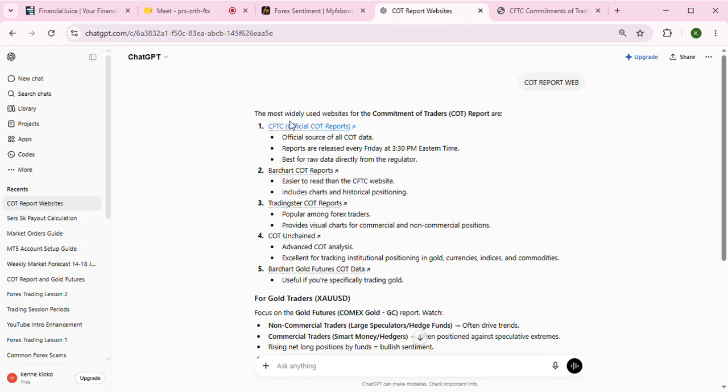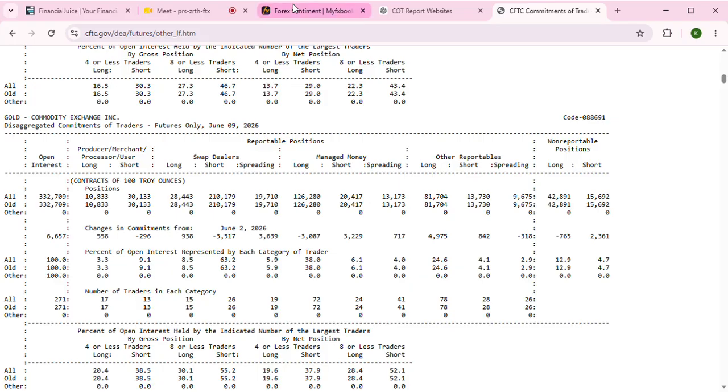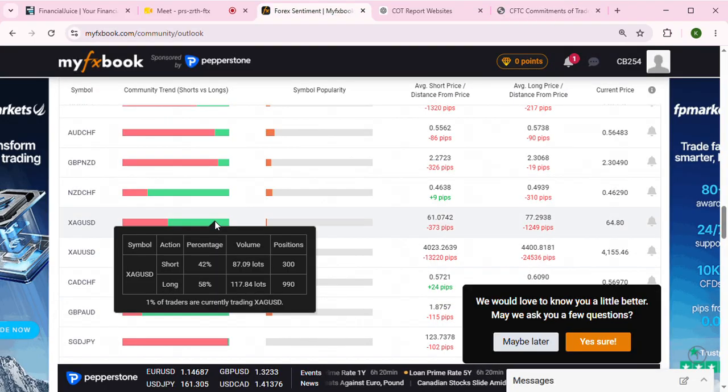To get the official website, just search as I've just searched on my ChatGPT, COT report website, and then you just click on it directly. It's going to direct you. So for sentiments, I can say that we are done with sentimental analysis.